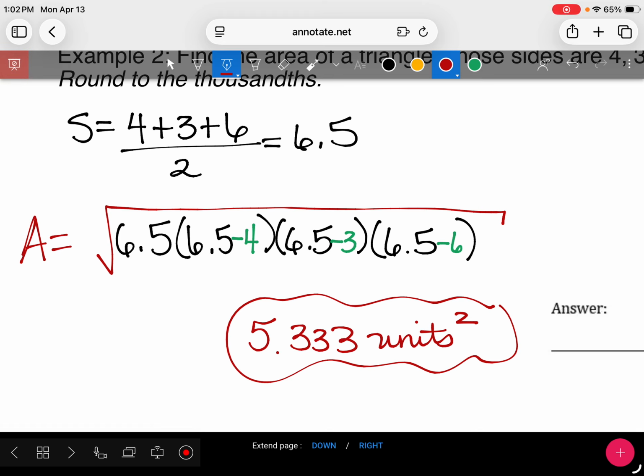All right, who agrees with my answer? 5.333. Any questions? Pretty simple, right? I'm not sure what would be complicated. What do you think might be complicated? Maybe just memorizing the formulas, but again, I think the more you work with it, the easier it gets.